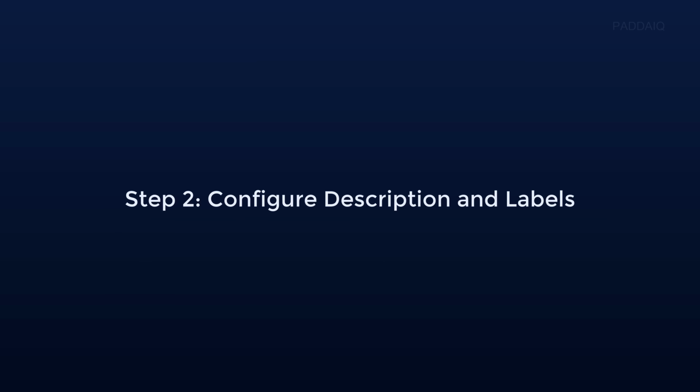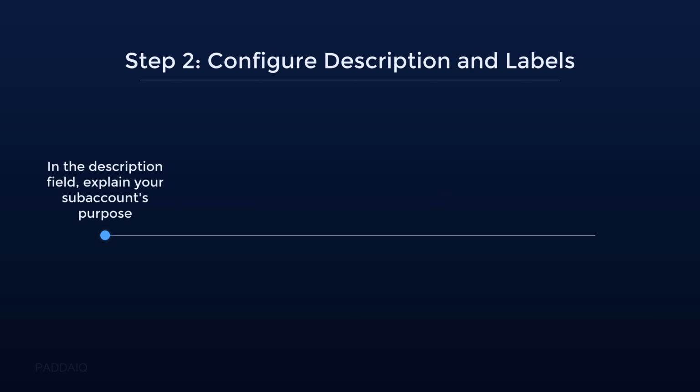Configure the description and labels for your solution. In the description field, explain your subaccount's purpose. This means clearly stating what this subaccount will be used for, making it easy for your team to identify. For example, for a development project, you might write: subaccount for developing the new customer portal application. A clear description helps everyone understand the subaccount's role at a glance.